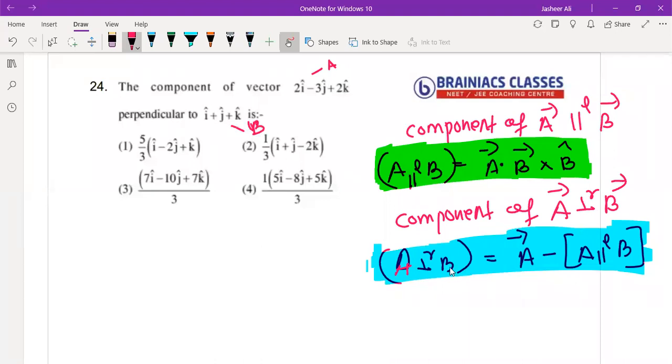So we need to find A perpendicular to B. The formula to find A perpendicular to B is vector A minus A parallel to B. So let's find A parallel to B first. After that we will substitute here. So first we are going to find out A parallel to B.